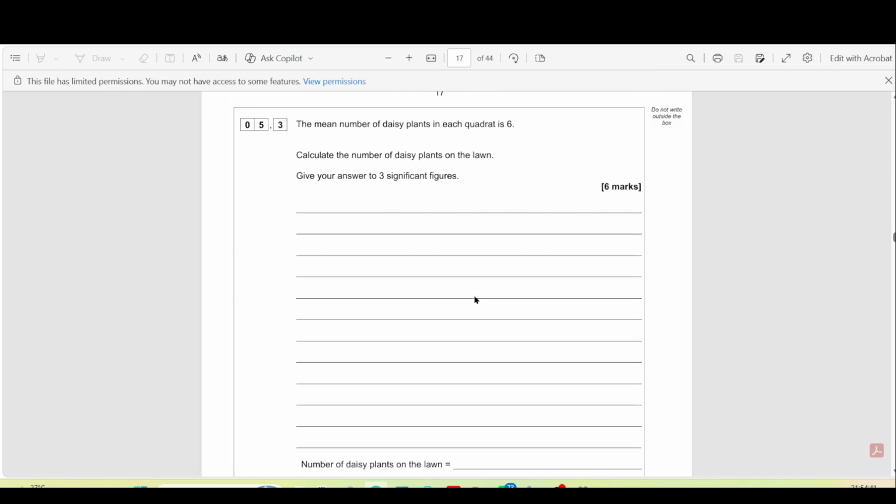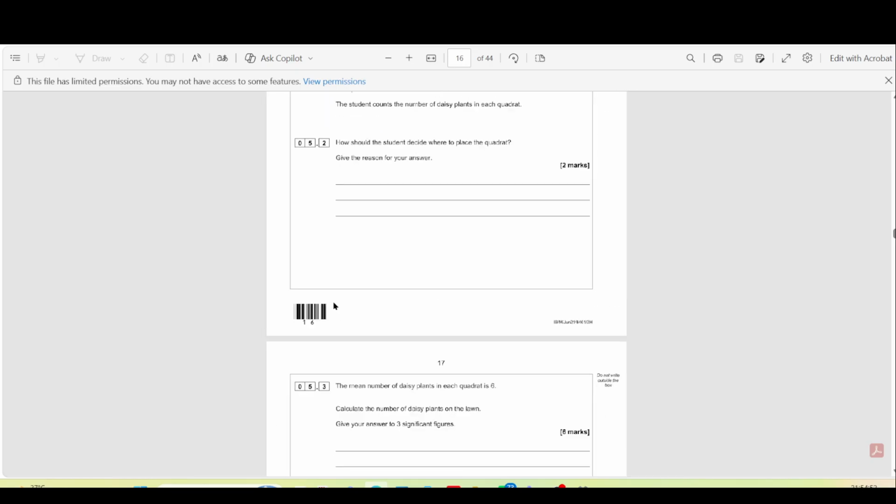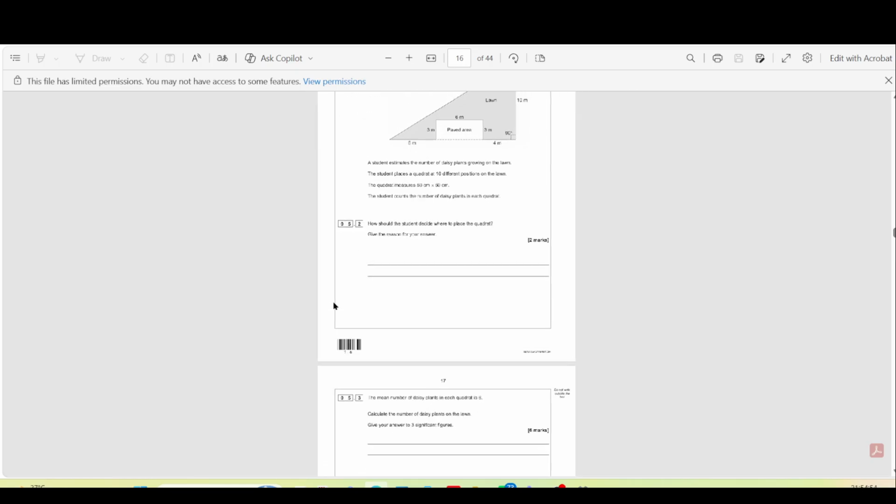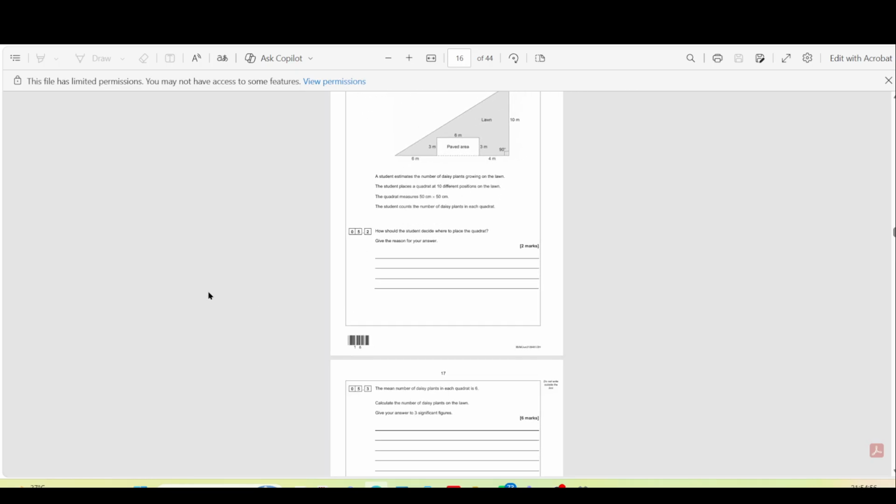The mean number of daisy plants in each quadrat is 6. Calculate the number of daisy plants on the lawn.